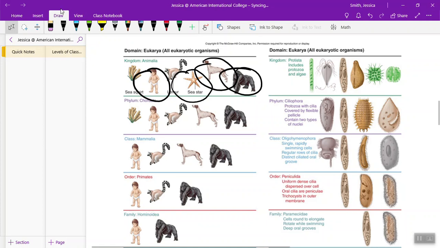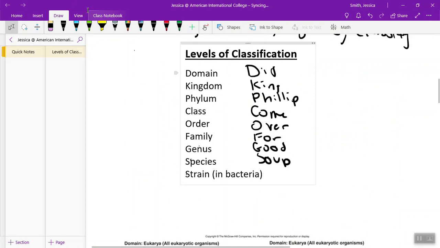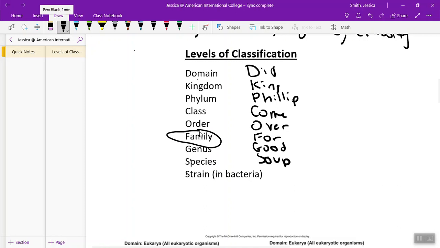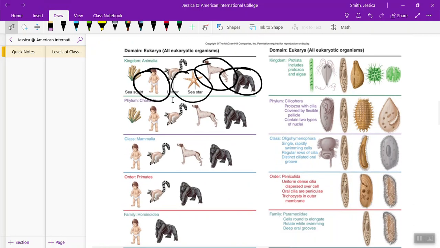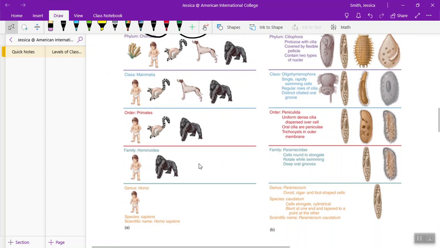Now the further you go down in this list, so the further I go down, the more closely related we become. So we are much more closely related to other members of the same family than we are to members of the same order. Let's go back down here and I can show you. All right, so we are much more closely related to mountain gorilla than we are to the lemur. And we're much more closely related to mountain gorilla than we are to dogs. So the further down you go, the more closely related we become.